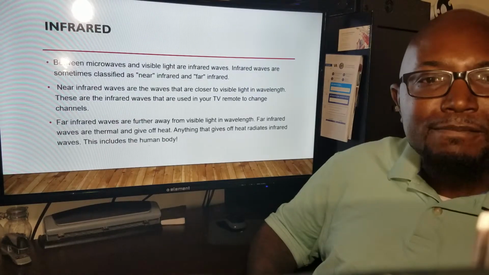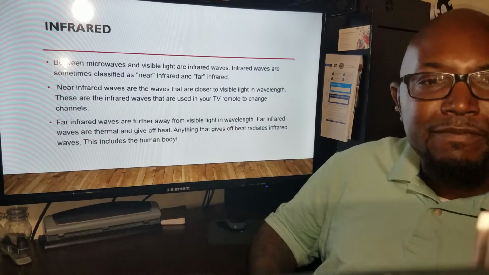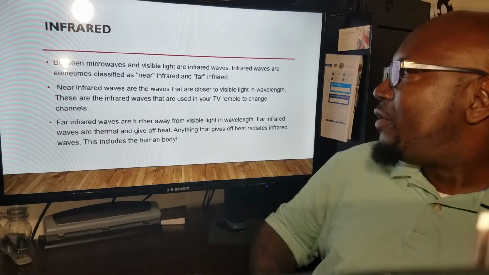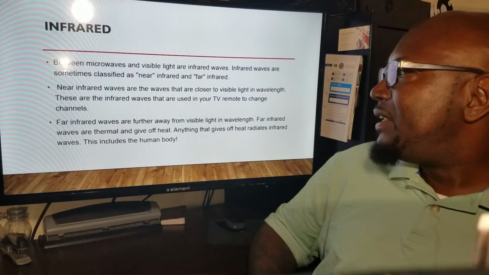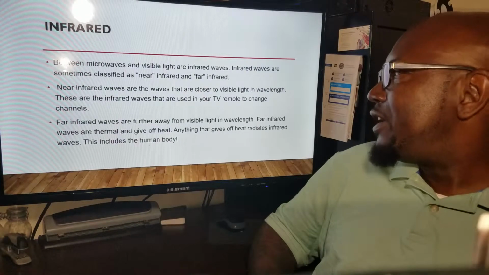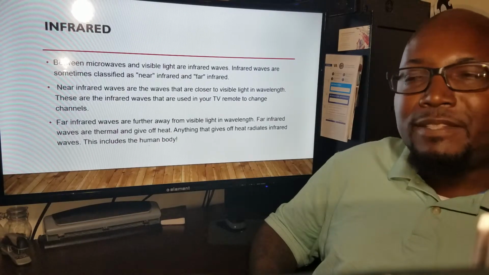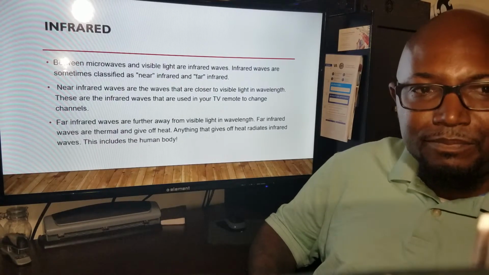The infrared. There are two types of infrared: the far and near infrared. The near infrared waves are closer to visible light in wavelength. These infrared lights are used to change your channel with your TV remote. Then the far infrared is used by the military for thermal heat imagery.